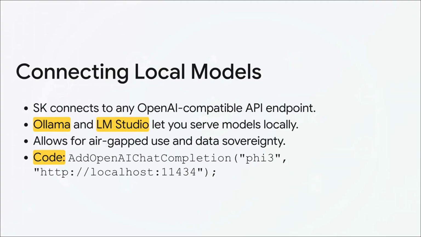And check out the code to see how simple this is. To switch from a huge cloud provider to a model running on your laptop, you literally just change the model name and the URL to point to localhost. That's it. Think about how fast that makes development and testing. It's an incredible level of flexibility.